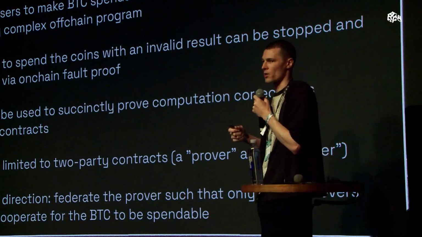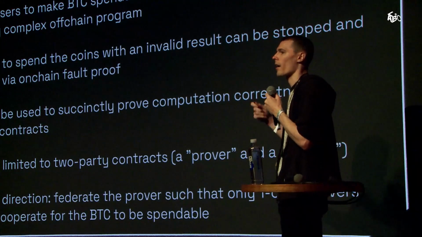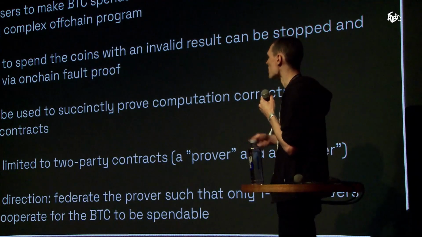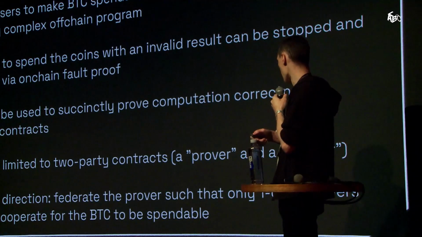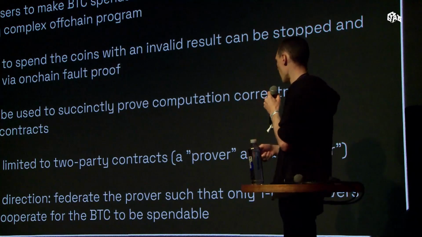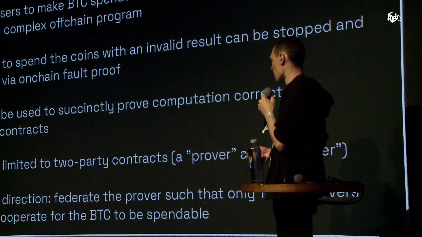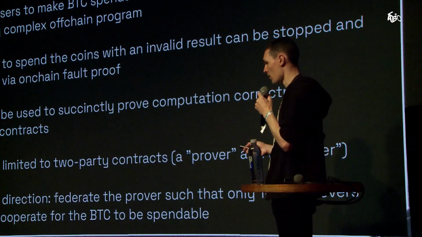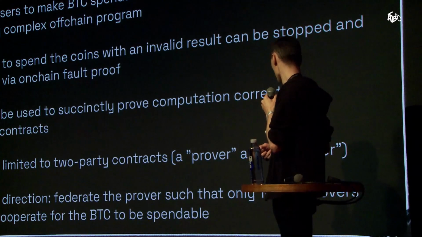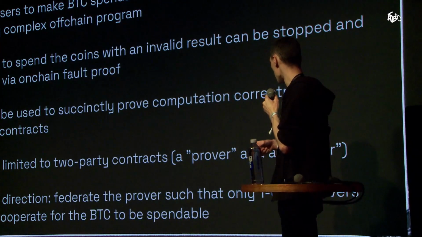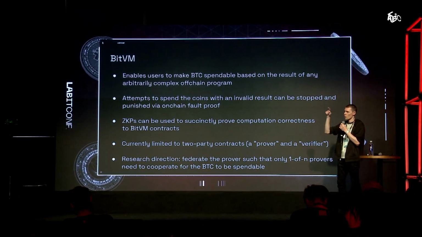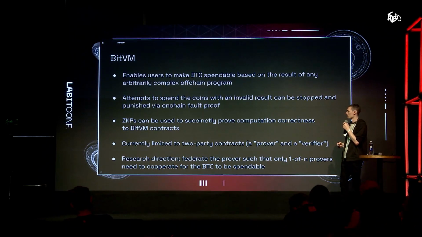But currently research is being done to find out, can we actually decentralize the prover role to some degree, or maybe federate the prover role such that only 1 out of n provers are needed to cooperate for the BTC to be spendable. Because right now, if the prover is uncooperative, then the protocol doesn't really work. But if you can get multiple provers and only have to have one of them cooperate, then that's a better security model.